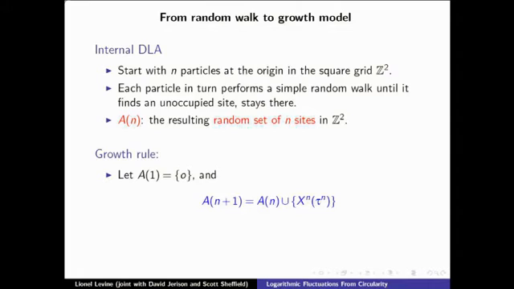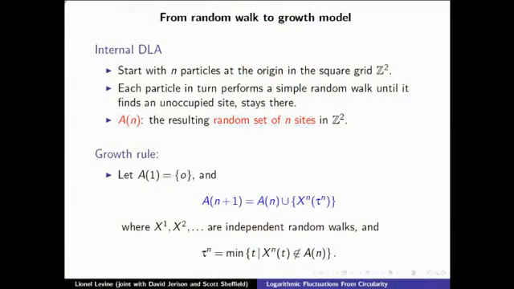I start with n particles at the origin in Z2, and one at a time, each of them is going to perform a simple random walk until it finds an unoccupied site. In other words, a site where there are no other particles. And once it finds such a site, it stays there forever. So you run n such walks in succession, and that gives you a random set of n occupied sites in Z2. And we want to understand the shape of this random set.